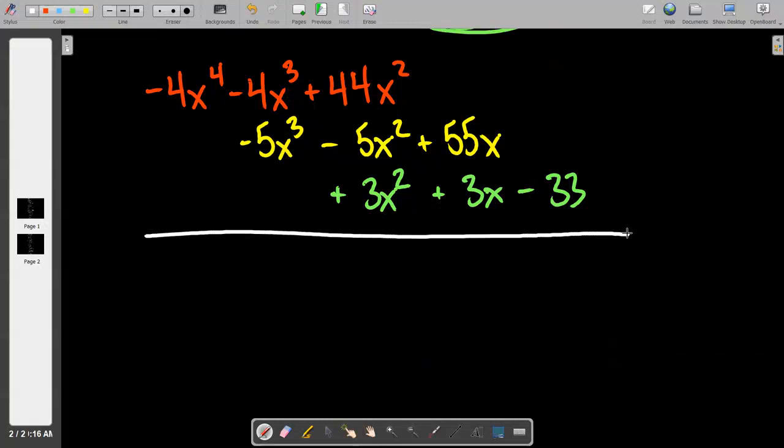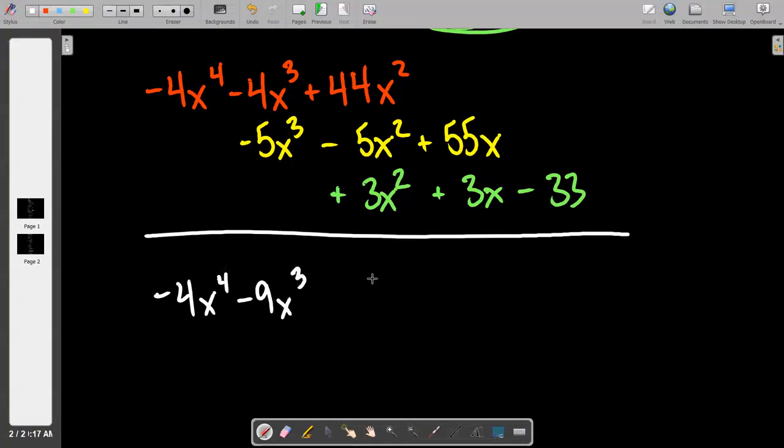So let's add straight down. What's our leading term going to be? Negative 4x to the 4th. First guy and last guy are the guys that don't get dates to the prom, right? Now when we head down the second column, how many cubic terms do we have? Negative 9. Yeah, good job. So negative 9 of the cubics.